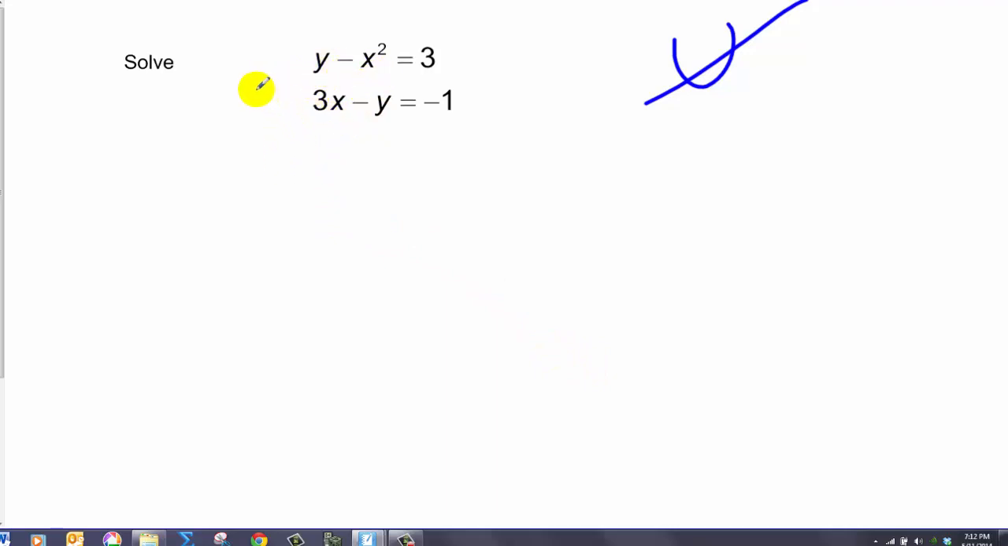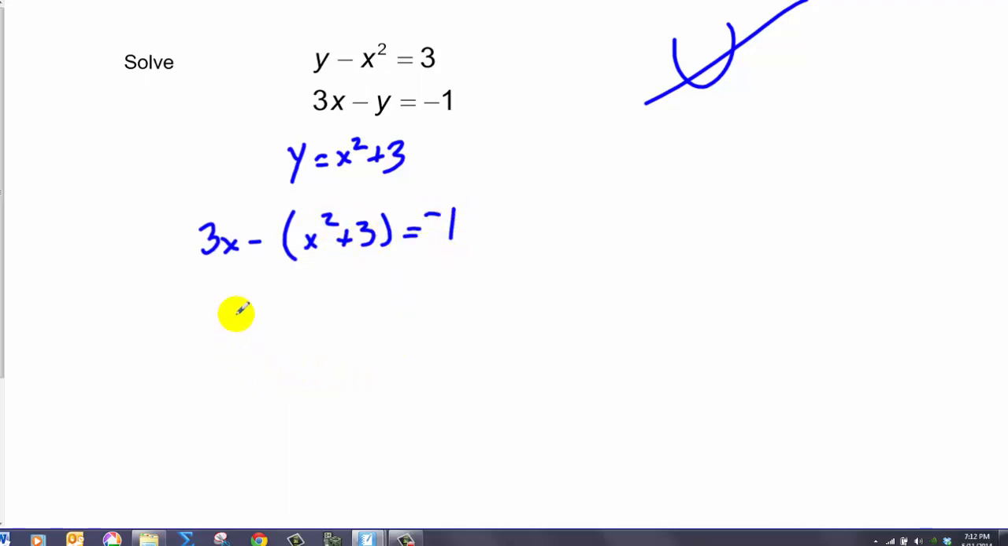Again, on this problem I have a couple of options. I can add these up because my y's will reduce out, or I can use a direct substitution. Doesn't really matter. I'm just going to use substitution. I know y is equal to x squared plus 3. So therefore, if that's the case, I have 3x minus (x squared plus 3) is equal to negative 1. That's 3x minus x squared minus 3 equals negative 1.